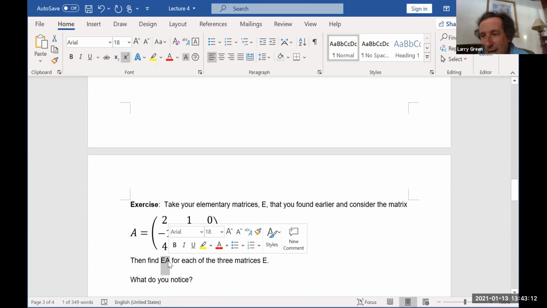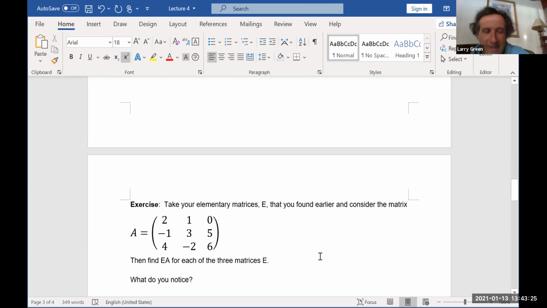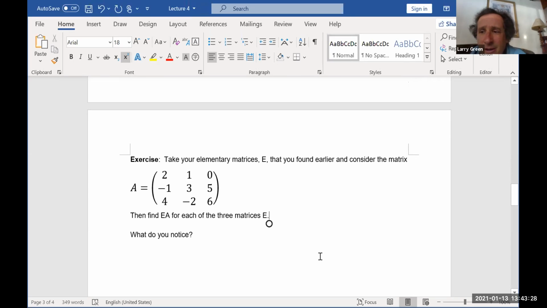So you're going to multiply. It's practice in how to multiply matrices. It shouldn't be that hard, by the way. Elementary matrices are elementary, so there's going to be some zeros in them, and there'll be nice stuff. Then I want you to tell me what you notice. If you look at E times A for each of your matrices, what's the difference between A and E times A? And think about how you got that elementary matrix too.